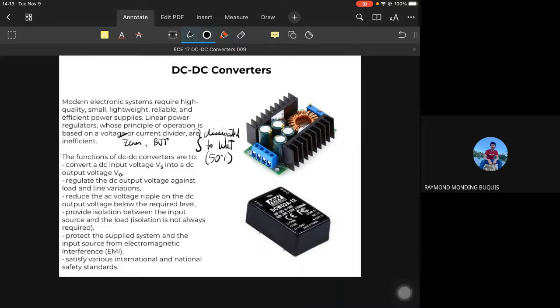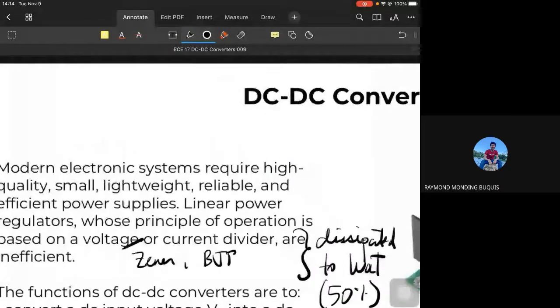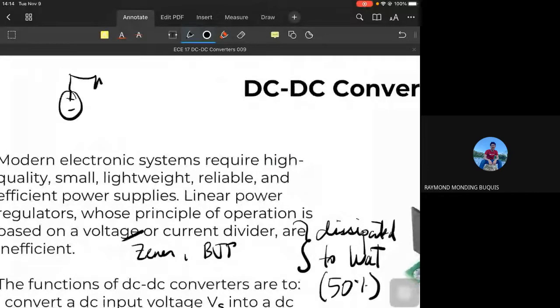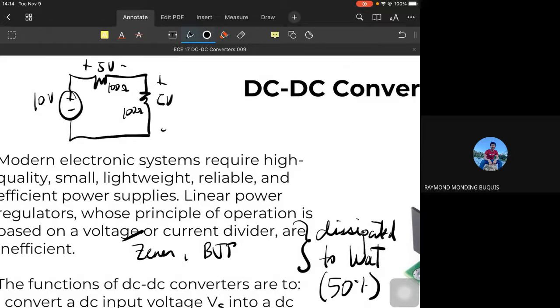So that is not our objective when we use either step up or step down converters. So for example, a simple voltage divider circuit. What if this is 10 volts? Then both of these have equal resistances. So we expect 5 volts here and 5 volts here.